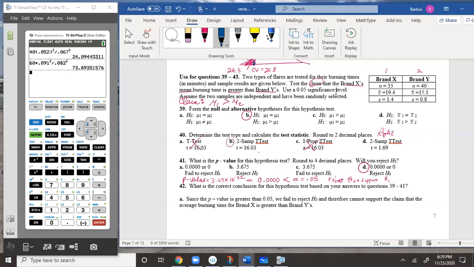All right, so first we have to set up the null and alternative. The claim is that brand X has a mean that's greater than brand Y. We're going to call brand X the first group, brand Y is the second group. So mu1 greater than mu2. That's my claim. And notice that this is a little similar to the previous tests, but the way we set it up is with no number because we're actually comparing two groups.